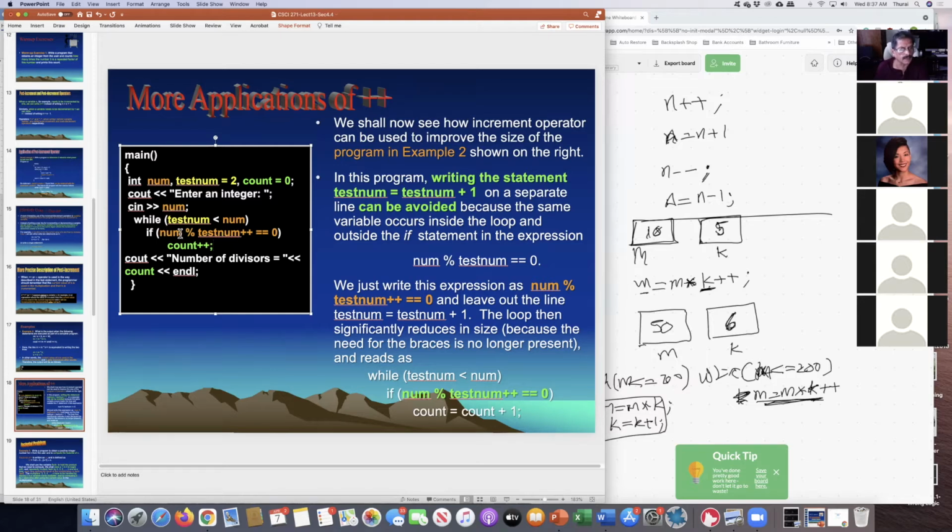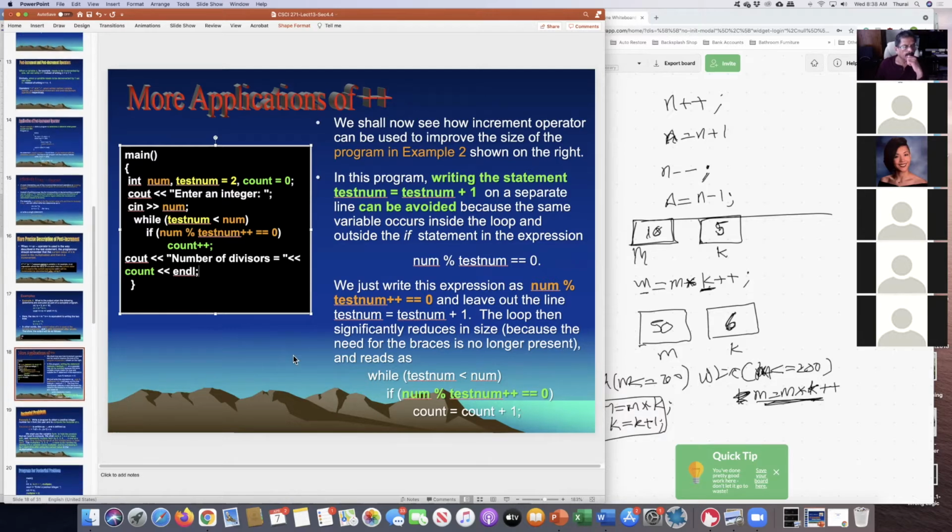See, num modulus test num is tested, and right after testing, test num goes up by 1. And if this condition is true, then the count goes up. Otherwise, count doesn't go up. But the test number has already gone up anyway. So with the new test number, you're checking this condition. If test number is still under num, then you're testing the new test number here. And the test number increases right after that. And so the program has shortened quite a bit.